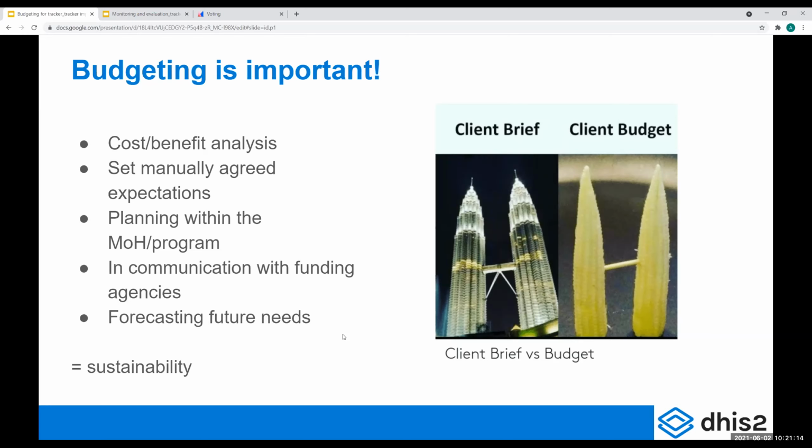And all these topics, in a way, contribute towards a sustainable system. So if you don't communicate well with the project stakeholders, or you're doing a project that costs more than the benefits are, or you don't communicate well with the people who are providing the funding for your project, you will not have a sustainable system over time.